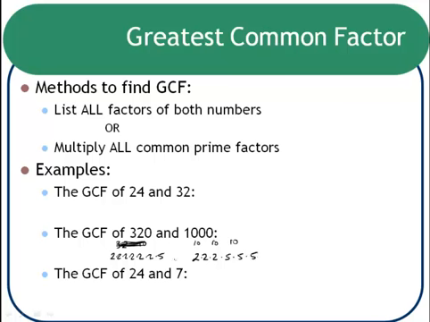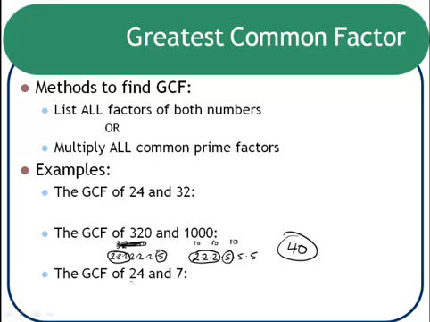And if I were to look at both of these and circle what they have in common, they both have 3 2s in common. And they also have at least 1 5 in common. And then from there on out, they're different. So the greatest common factor is what I get if I multiply 2 times 2 times 2 times 5. 2 times 2 is 4, times 2 is 8, times 5 is 40. So their greatest common factor is 40.